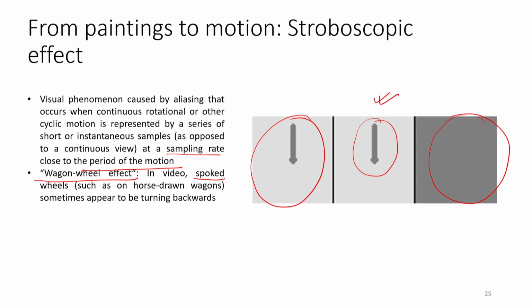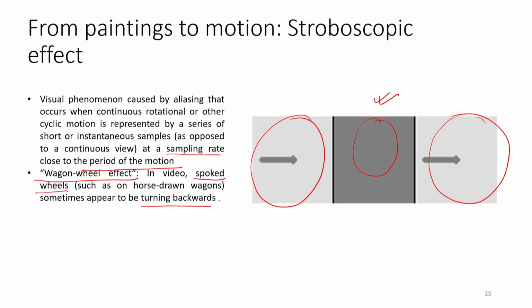So, in video you can see that spoked wheels appear to be turning backwards, as you can see in this image. And that is because of what is known as the wagon wheel effect, similar to what you would see on horse drawn wagons.